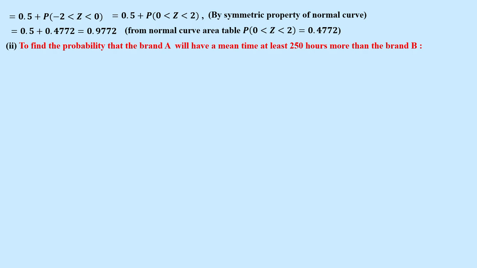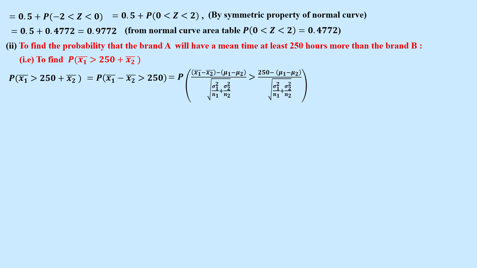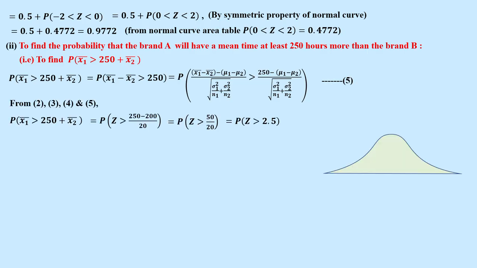So next, to find the probability that brand A will have a mean time at least 250 hours more than B. So instead of 160 we are going to use 250 here, same problem, right? So same procedure, you proceed like that, then you substitute the values, right? Same idea only. But here you are getting probability of z is greater than 2.5.